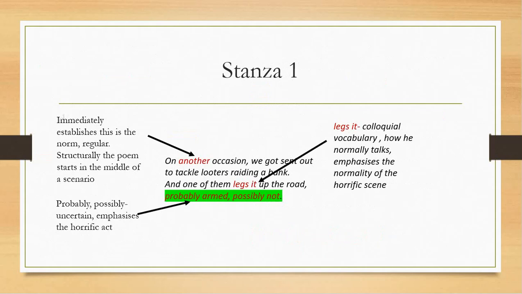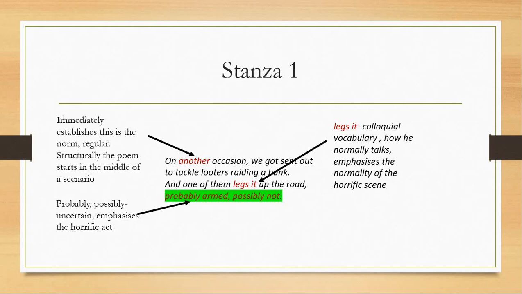So, it immediately establishes the norm. There's a structural technique here. He says "on another occasion." The poem starts in the middle of a story, in the middle of a scenario. The word "another" implies this has happened time and time before and will happen time and time again. It is just the norm.